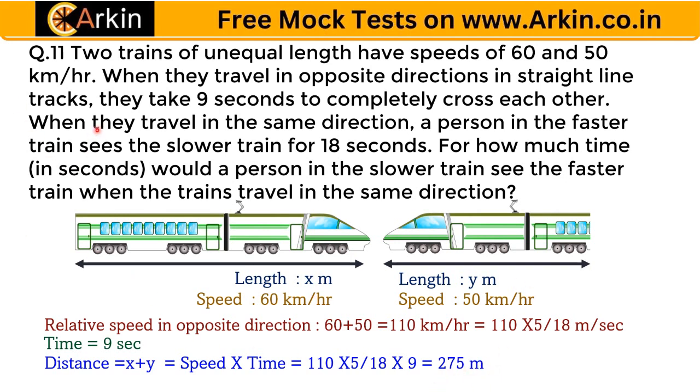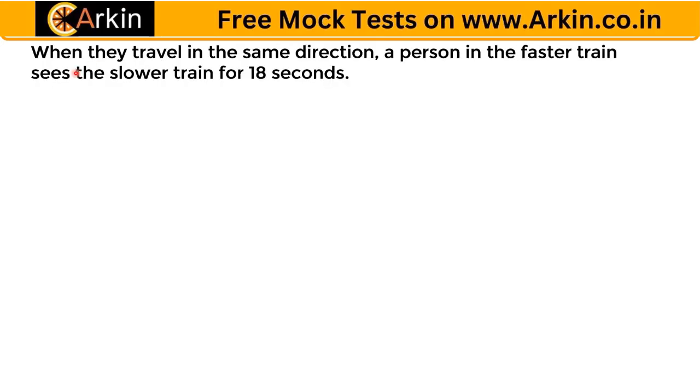Now it is saying when they travel in the same direction, a person in the faster train sees the slower train for 18 seconds. So here we have to keep in mind when the person is sitting in the faster train, then he will be seeing the whole length of the slower train crossing. Similarly, when the person is sitting in the slower train, if he sees the faster train crossing, for him the length will be the length of the faster train.